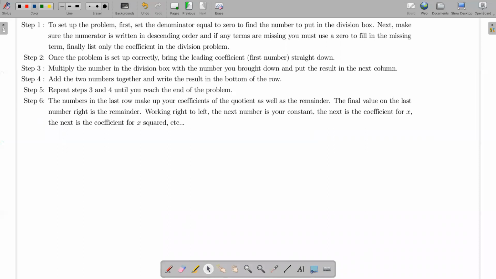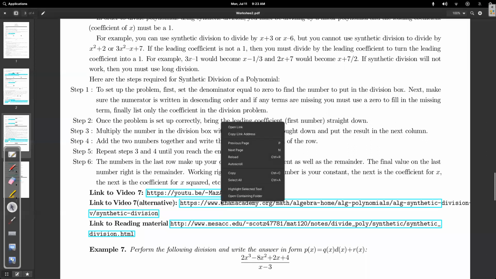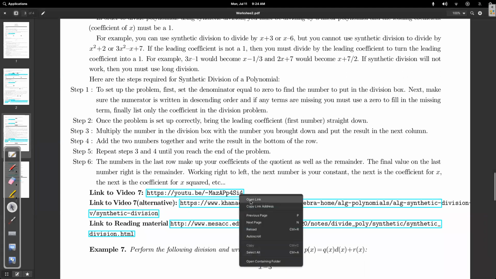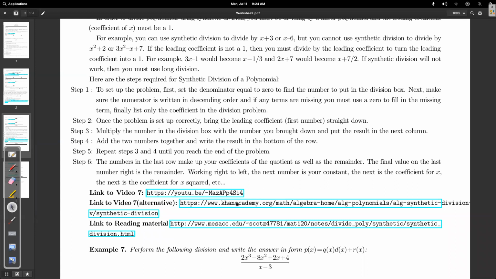Here we'll do a similar one, plus 7. Okay, we'll do this problem.